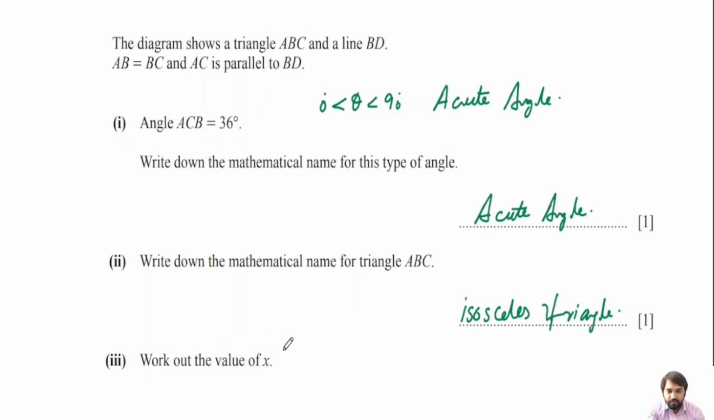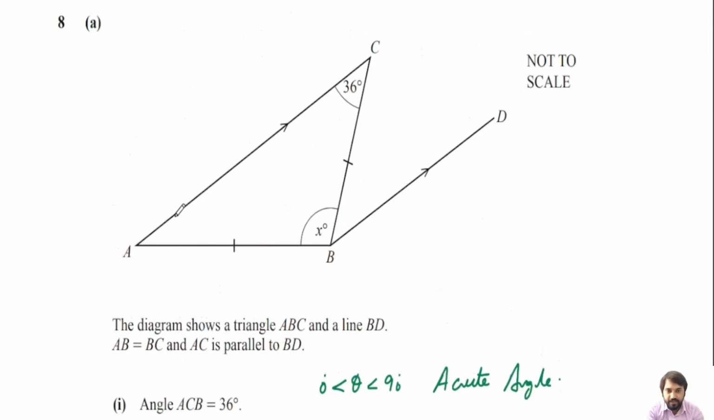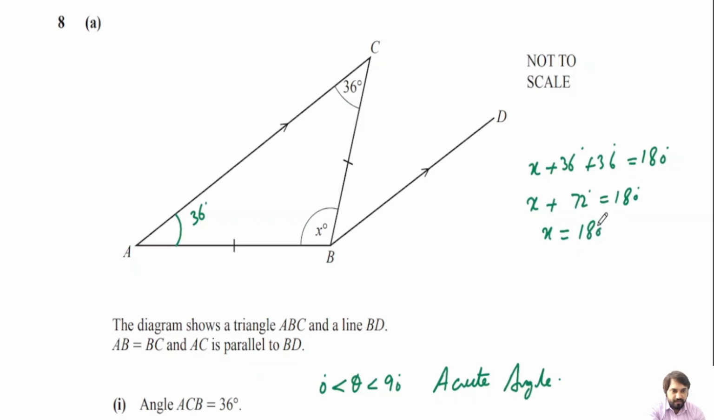Now the next thing is work out the value of x. We need to calculate the value of x. We can say that these two angles are equal because of the isosceles triangle. So x plus 36 degree plus 36 degree is equal to 180 degree, by using the rule that the sum of all the internal angles of a triangle adds up to 180 degree. So we have x plus 72 degree, so x is equal to 180 minus 72. Now subtract this. We have x is equal to 108 degree.